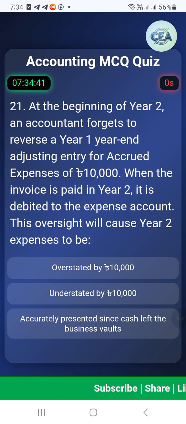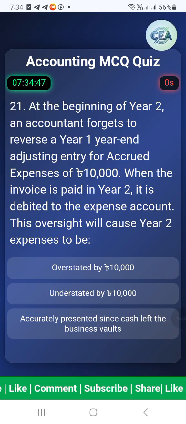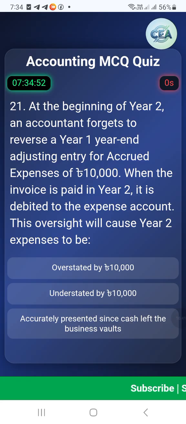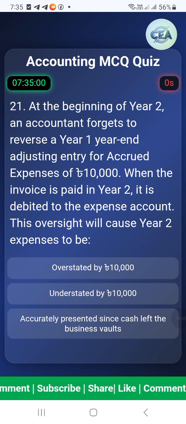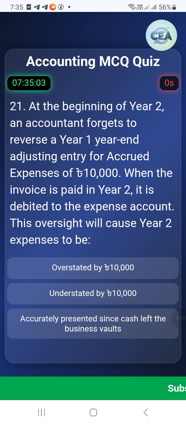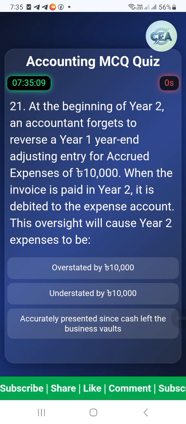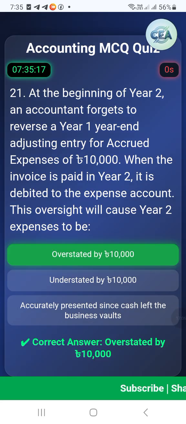21. At the beginning of year 2, an accountant forgets to reverse a year 1 year-end adjusting entry for accrued expenses of 10,000 takas. When the invoice is paid in year 2, it is debited to the expense account. This oversight will cause year 2 expenses to be: Option 1. Overstated by 10,000 takas. Option 2. Understated by 10,000 takas. Option 3. Accurately presented since cash left the business vaults. Correct answer is overstated by 10,000 takas.